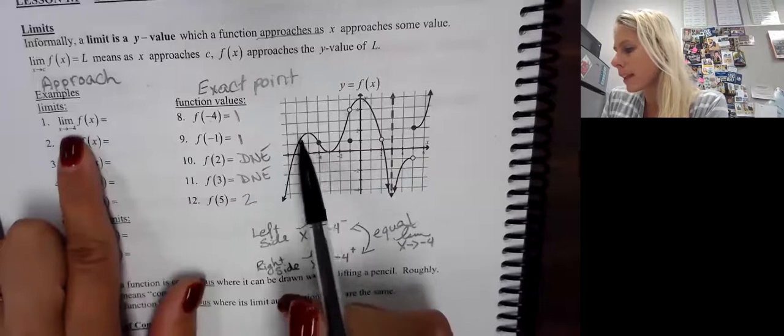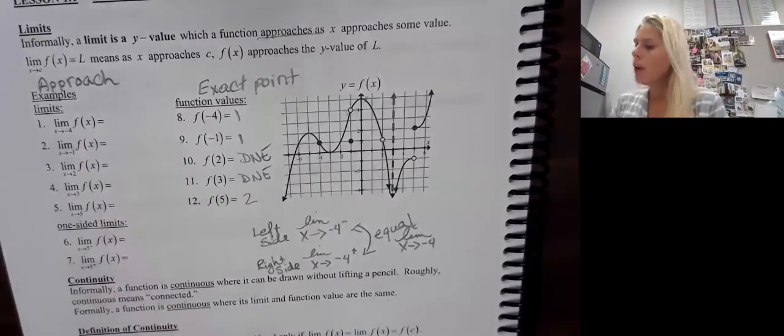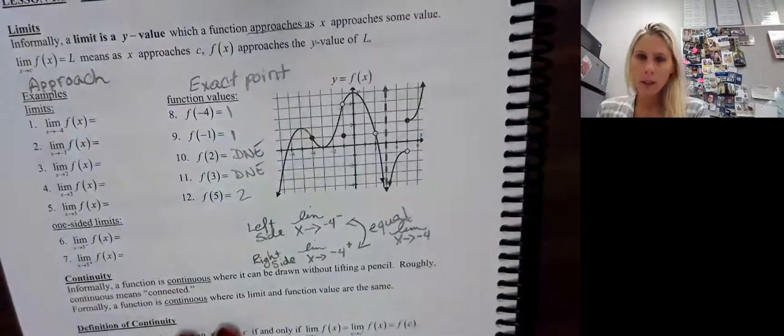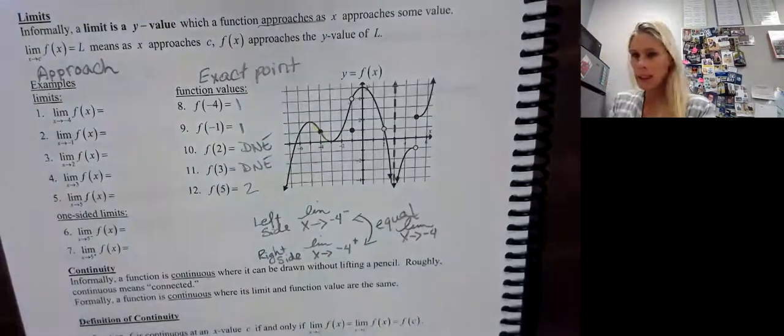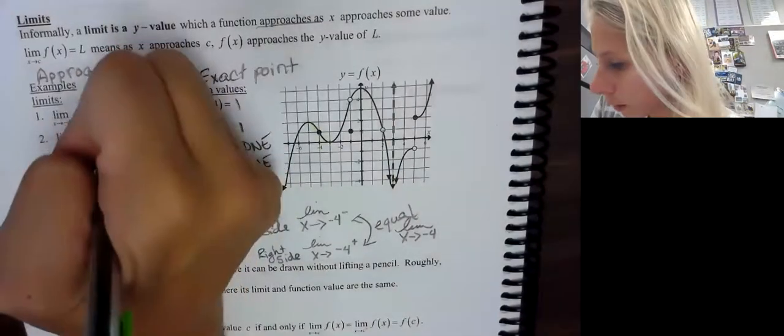So as you can see on the left side, and I'm going to use marker here, see if I can show you. From the left side, I'm going to 1. And from the right side, I'm going to 1. So they're approaching the value of 1.